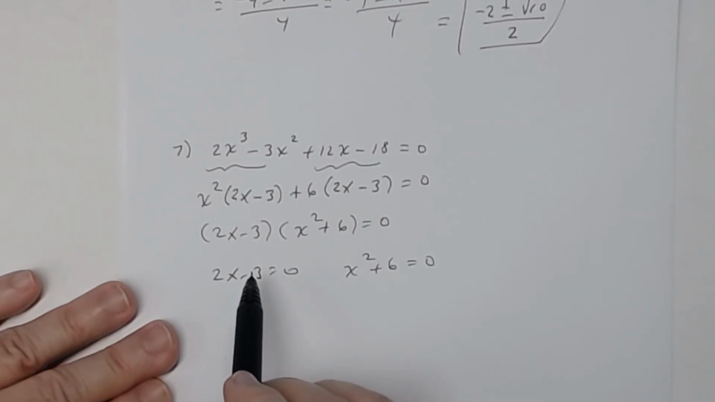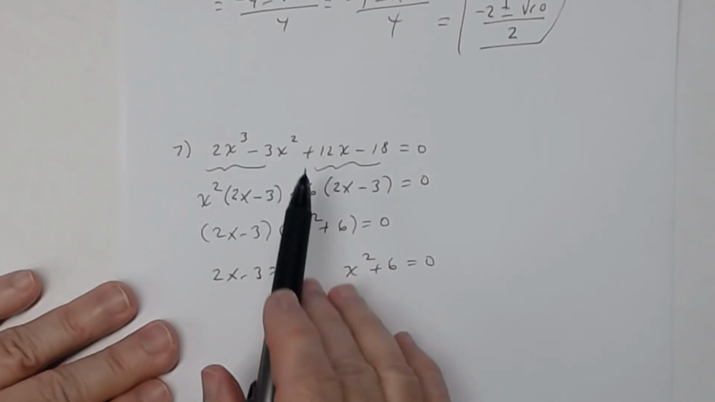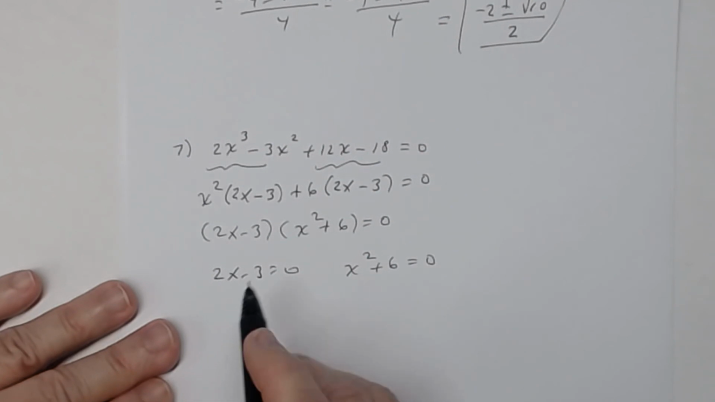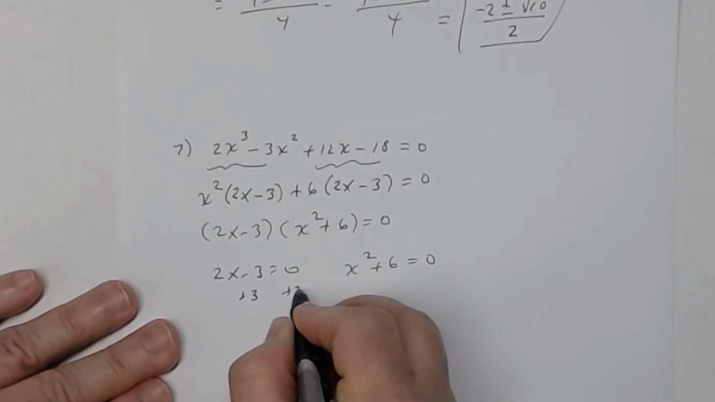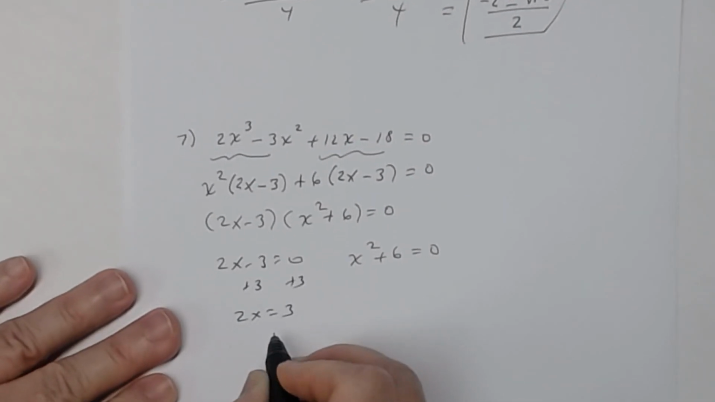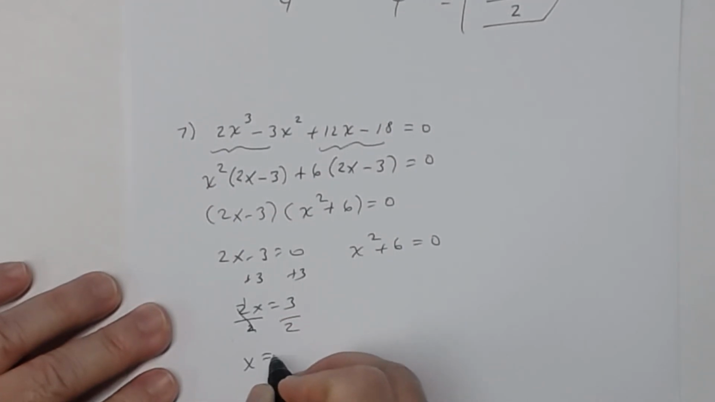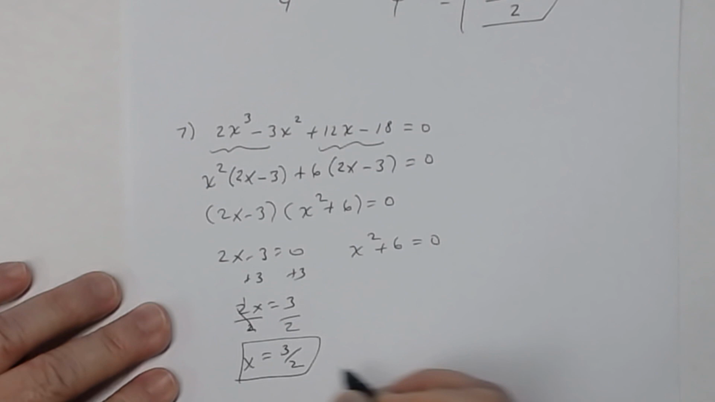Notice I went from this cubic equation to a linear and a quadratic. This linear equation is easy to solve. We're going to add 3 to both sides, and so I get 2x equals 3. Then divide both sides by 2. One of my solutions is 3 halves.